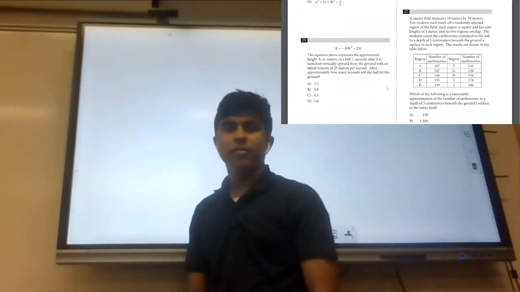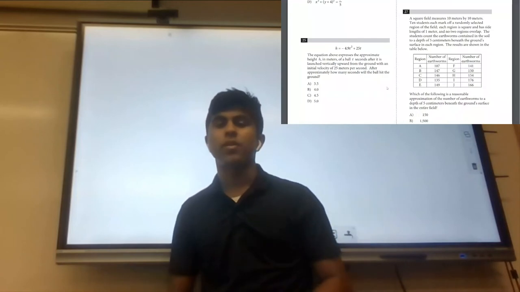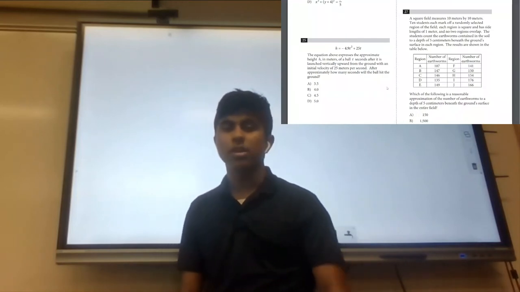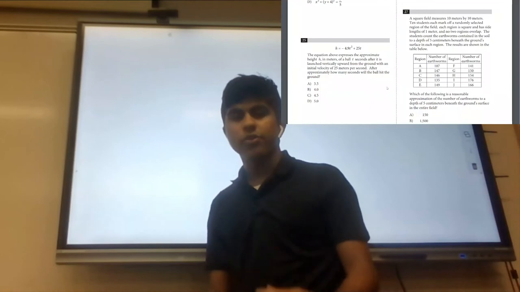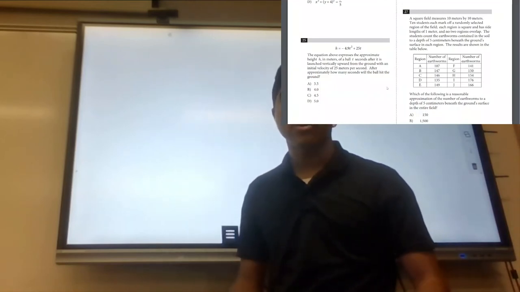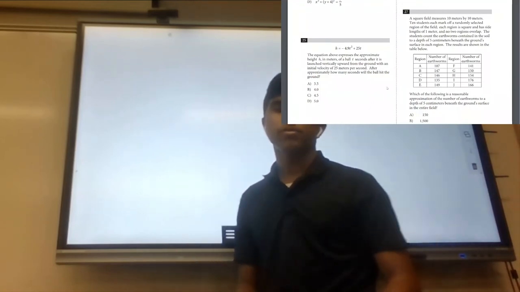The equation above expresses the approximate height h in meters of a ball t seconds after it is launched vertically upward from the ground with an initial velocity of 25 meters per second. After approximately how many seconds will the ball hit the ground?